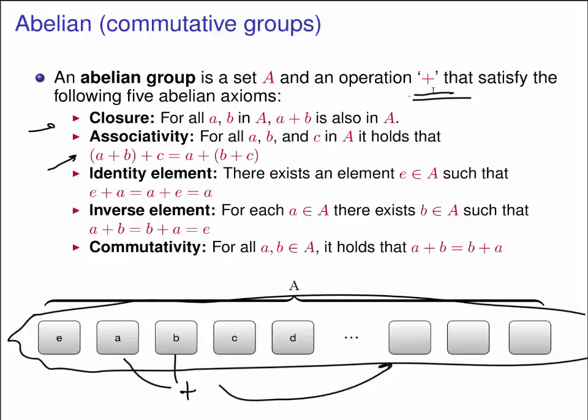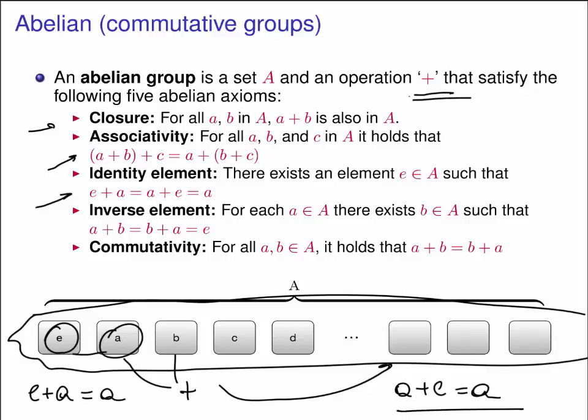The third axiom is the existence of an identity element E. This axiom says that we have a special element E that we can add to any other element in the group and we'll get exactly the same element. So E plus A is equal to A, and A plus E is also equal to A. This element, if added to any element of the group, doesn't change the value of that element.